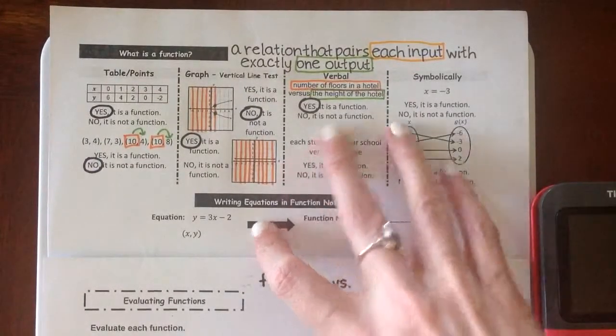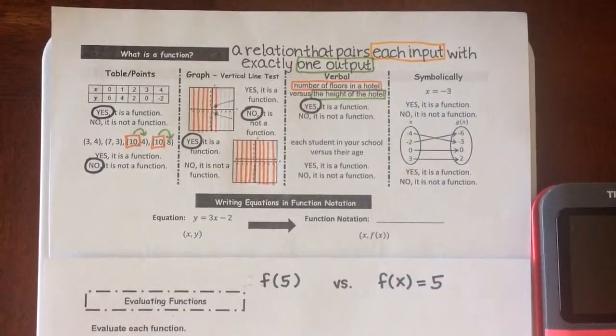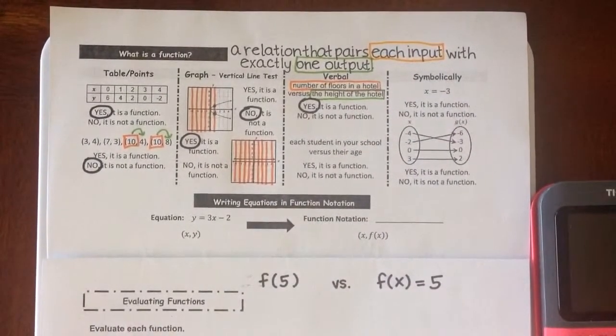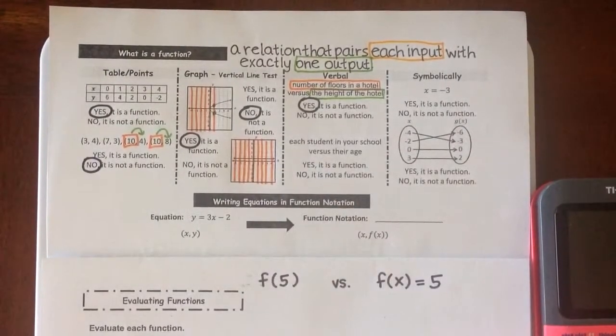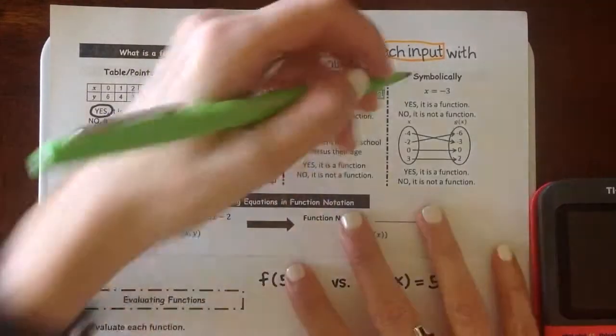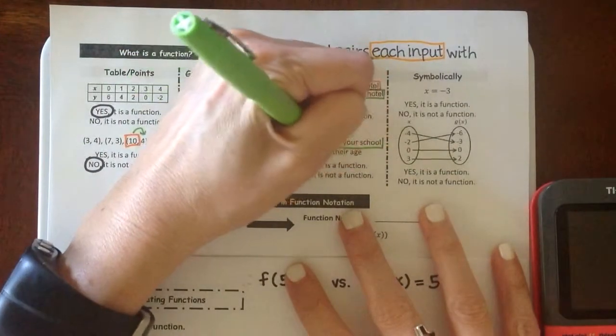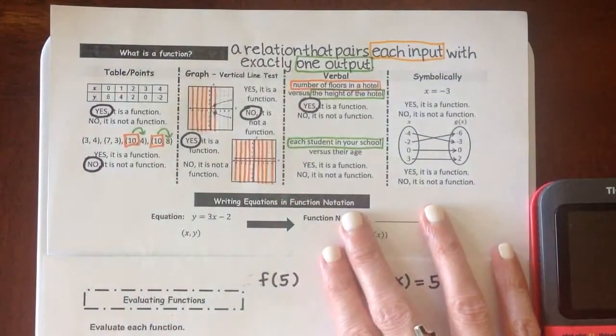All right, and you can also think of it like this. If I'm 100 feet in the air, I can't be on the 3rd floor and the 5th floor. They're not going to have the same height, okay? Each student in your school versus their age. So what do I need to know first? I need to know the students first. If I know the student, then I can know their age. I'm not going to be able to go backwards. If I tell you an age, I'm not going to be able to tell you what student I'm talking about.